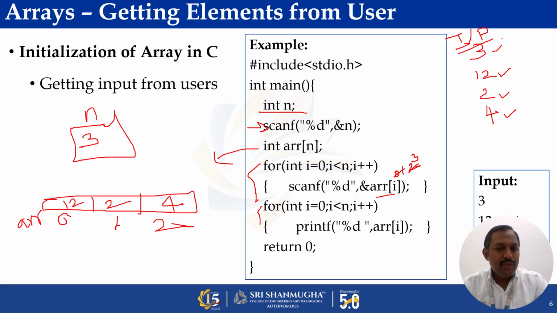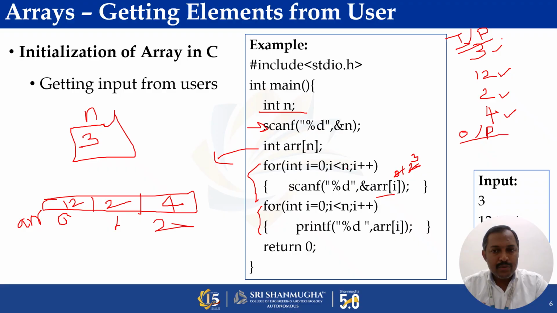Next, we use one more for loop. We are trying to print whatever elements we received from the user in the output. So for int I is 0, I less than 3, and I plus plus. The loop is going to run 3 times. First time the I value is 0, so the arr of 0 value is going to be printed in the output.